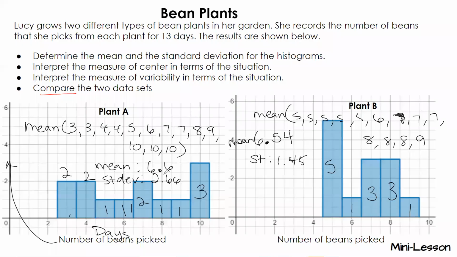So looking at this, we have a mean of 6.6 on the first one and a mean of 6.54 on the second one. And then we have a standard deviation of 2.6 and then a standard deviation of 1.45. So what's crazy is the mean on this one is higher. Okay, so now we're going to compare. The mean on plant A is higher than B.